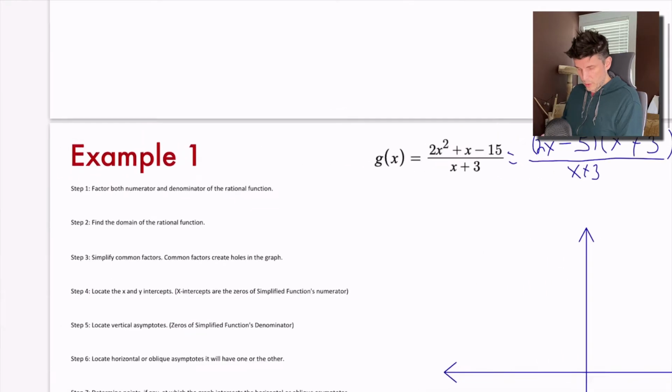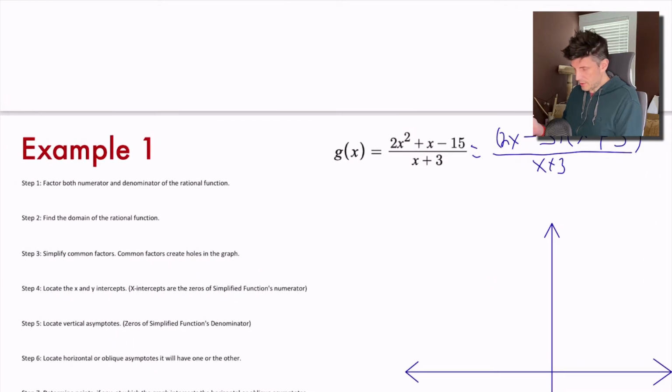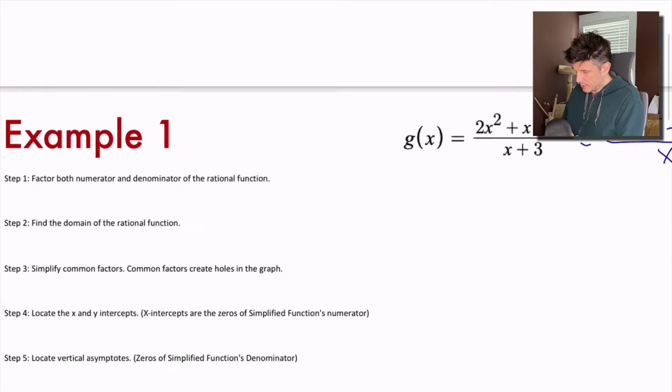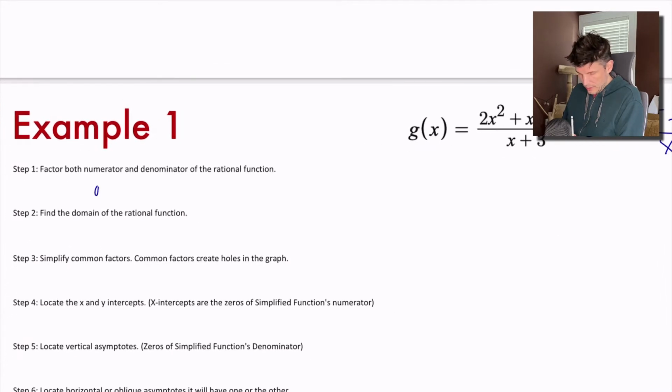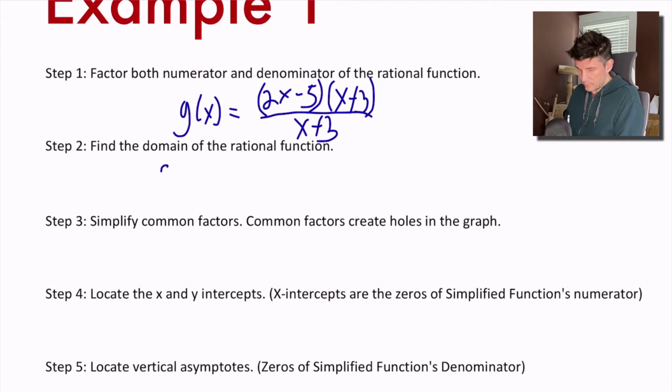Great. So now that we have it in factored form, I guess we could record that over here, try to do it neatly. g of x equals 2x minus 5 times x plus 3 over x plus 3. Cool. And then they want us to state the domain. It's going to be all real numbers such that x cannot be negative 3. All right, well, then they want us to simplify, and you can see that it does. Simplifies right here. Those 2 cancel out.